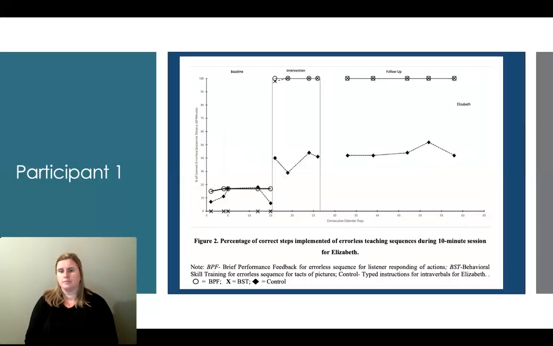As far as the percentage of correct steps implemented for participant 1, we're basically seeing the same effects, whereas BPF appeared to have a greater effect after first implementation. BST also showed a really quick change in level from baseline to intervention, and levels of implementation appear to be pretty high in those 2 conditions. And of course, the control condition remained at mid to low levels, never reaching optimal levels of implementation, which is indicative that there is no interference or confound in the evaluation of these specific strategies.